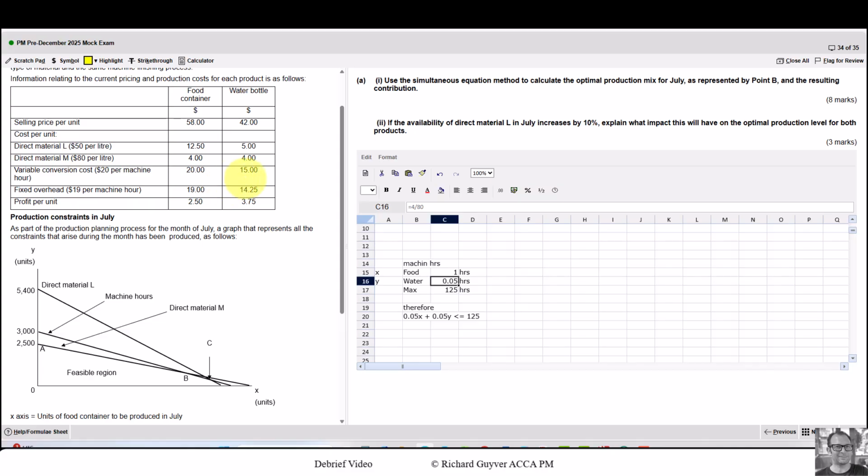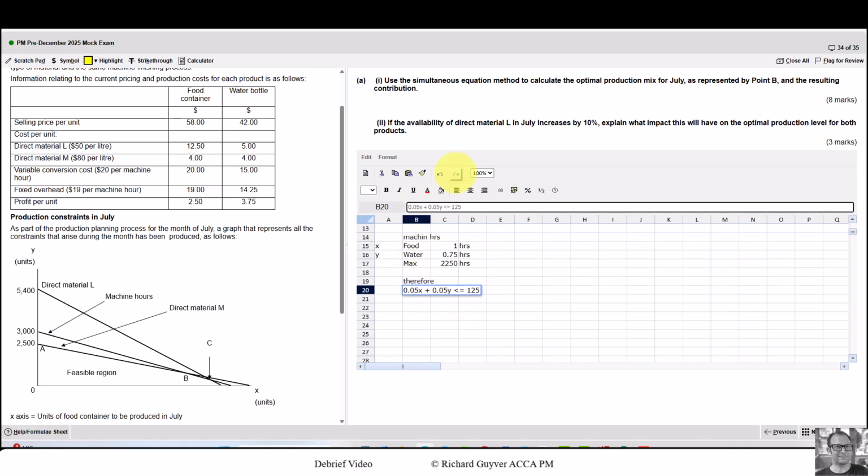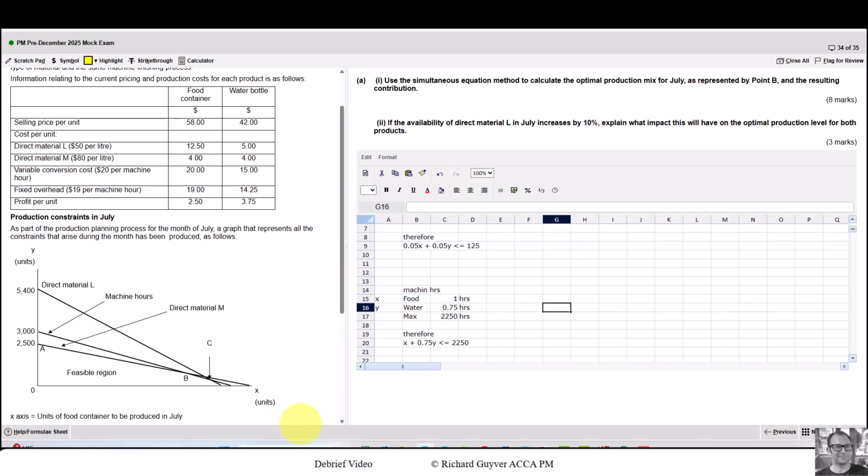For water, it uses 15 at a cost of 20. So that's 0.75. And the maximum this time, so when X is 0, we've got 3,000 machine hours. And Y uses 0.75. So therefore our maximum available is 225 hours. And then I'm going to write this out again. So for every X we use 1, for every Y we use 0.75, and that has to be less than or equal to 2250.